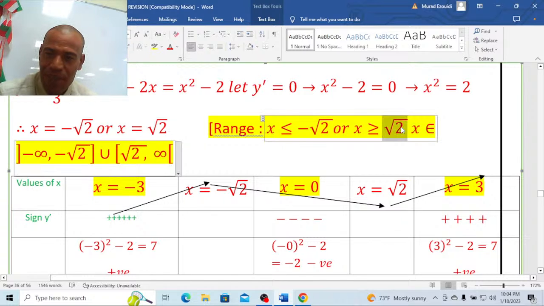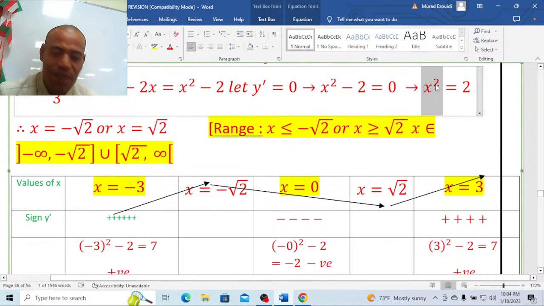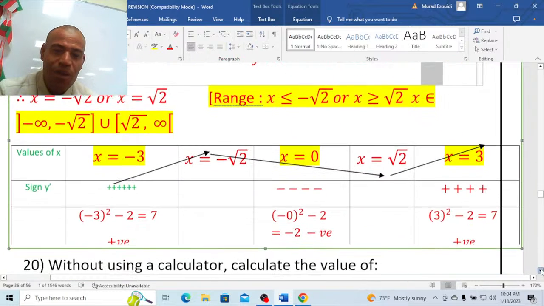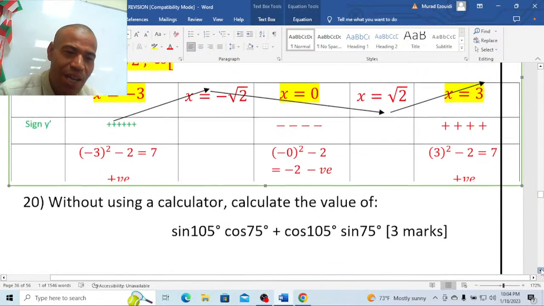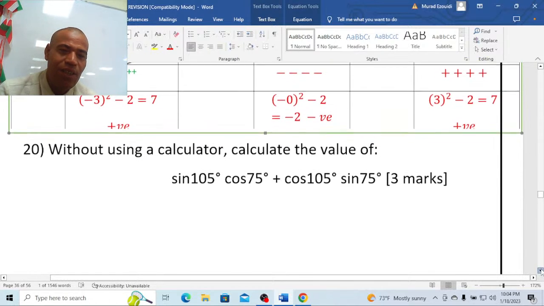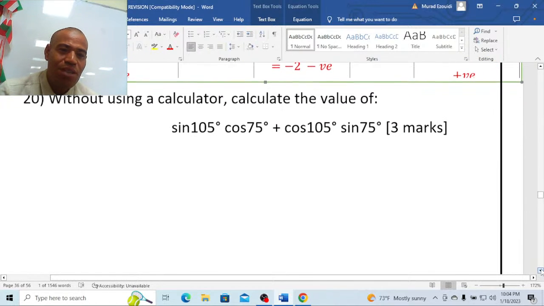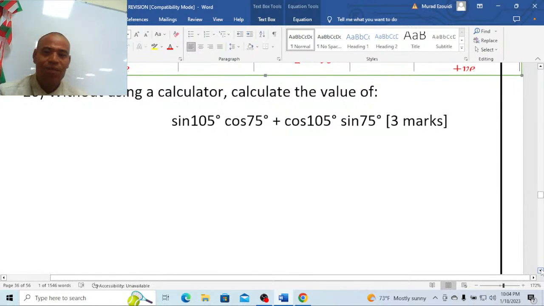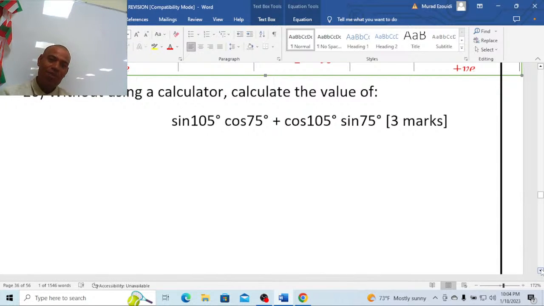Or I will use x square, so that no need to insert a symbol of equations. Okay, now learn the question number 2. Without using a calculator, calculate the value of sine 105, cosine 75, plus cosine 105, sine 75 degree. This kind of question is a knowledge question.